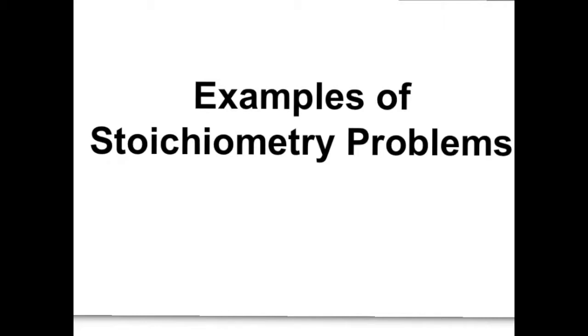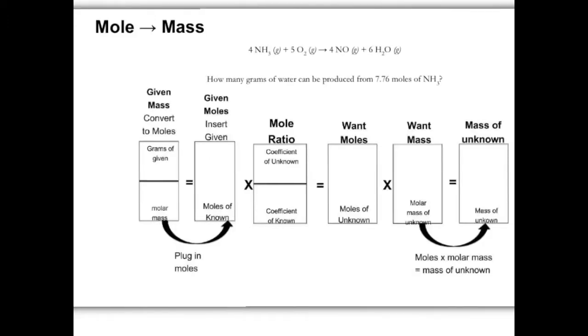So here are some examples of the different types of stoichiometry problems that you might encounter. The first is going from moles to mass, which is just about the simplest type of problem you can do. The only type that would be shorter would be moles to moles. That's the fewest steps, mole to mole. The most steps would be mass to mass, as far as these types of problems.